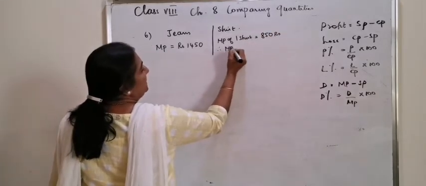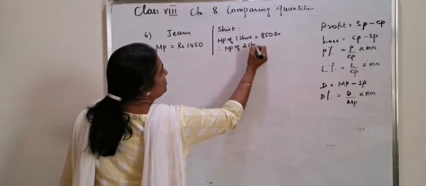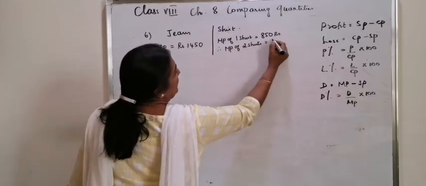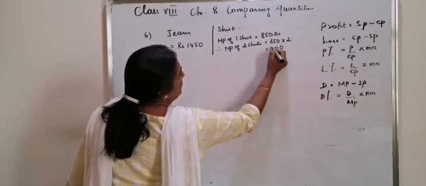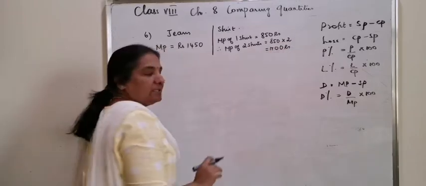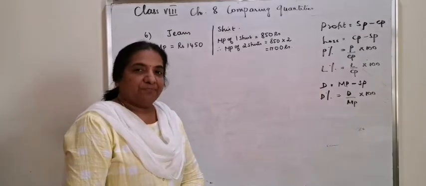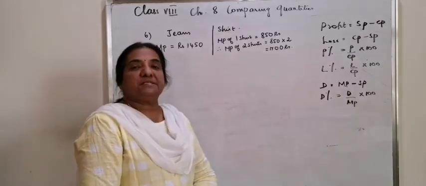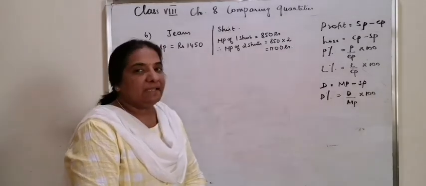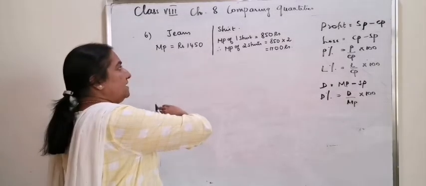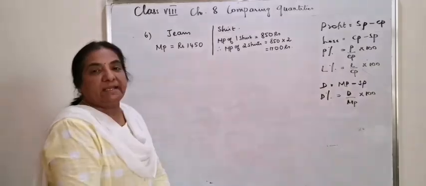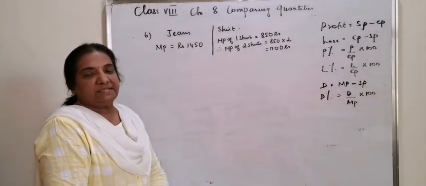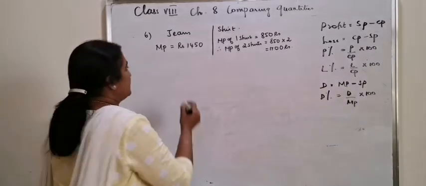Therefore, what is the marked price of two shirts? It is the same as 850 into 2. It is 1,700 rupees. Now, a discount of 10% is offered on all the items. If you want, you can calculate separately, or even if you total it and take 10% discount, it will be the same answer. Let's calculate separately.